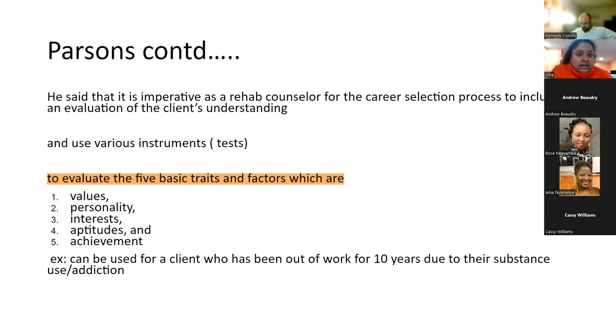And so Parsons basically said it's imperative, our goal as a rehab counselor, for the career selection process to include an evaluation of the client's understanding. So do an evaluation, assessment, intake, interview them, and use various instruments, which are the different kinds of tests. What he meant about traits and factors is to evaluate the five basic traits and factors, which are their values, personality, interests, aptitudes, and achievement. And like I said before, it can be used for a client who's been out of work, say due to substance use. I studied mental health, so I use that example.